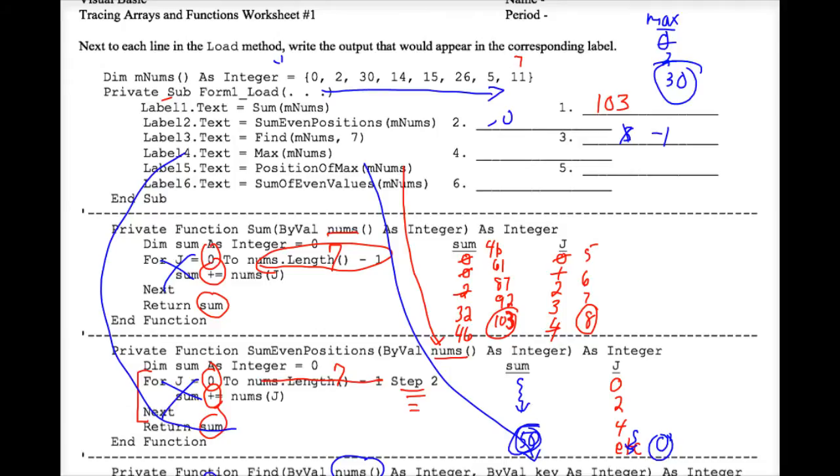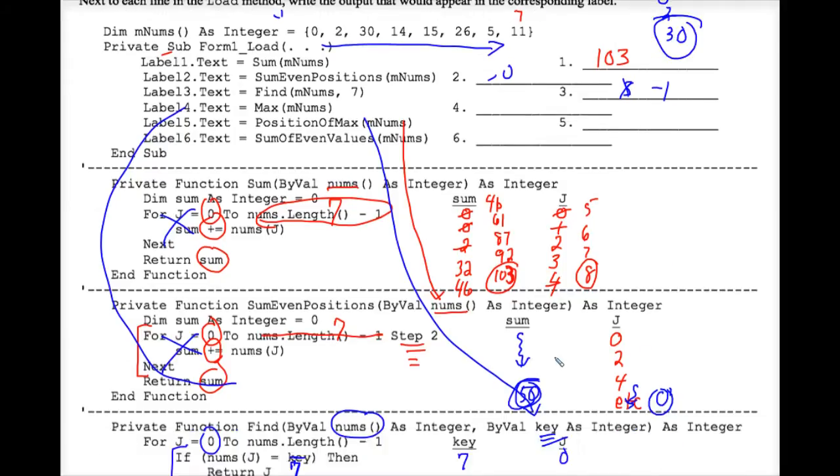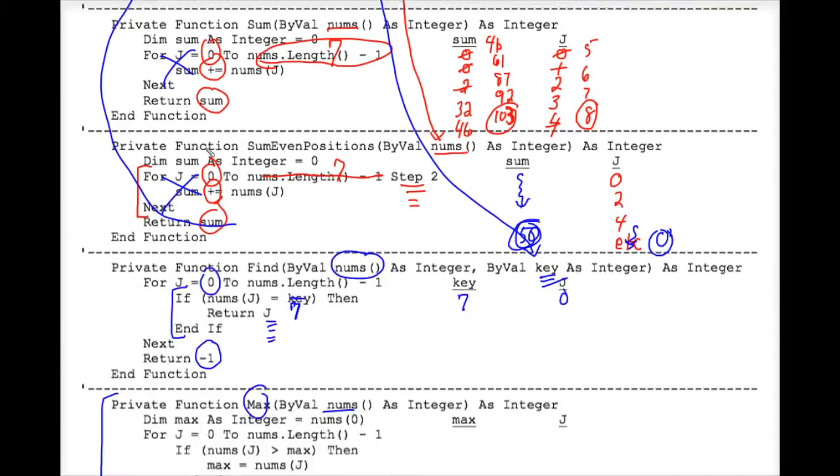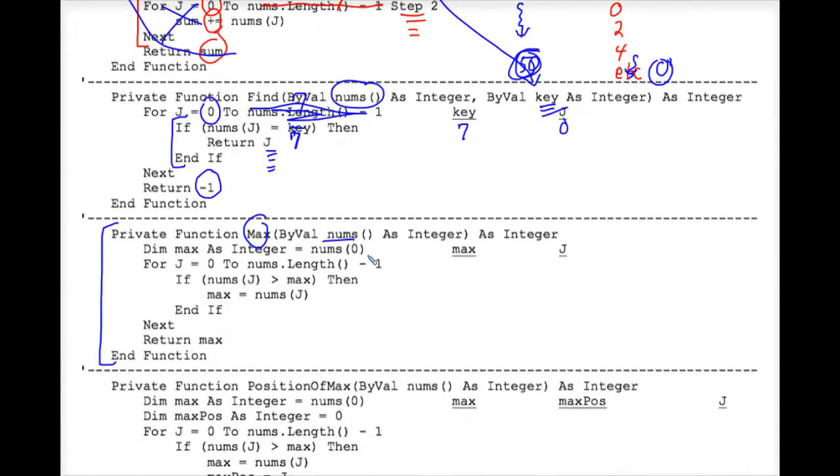Well, that's what this code is doing. It's examining this array, going from j equals 0 again to j equals 7. Oh, I'm sorry, I'm looking at the wrong code segment. This function right here. J starts at 0, it goes over here, and it uses an if statement and this variable max to figure out that 30 is the number that gets returned as max. I want to see your scratch work.